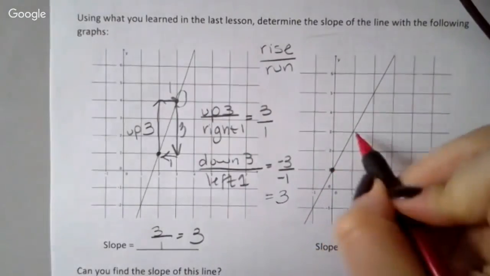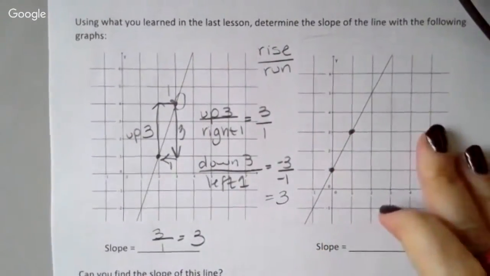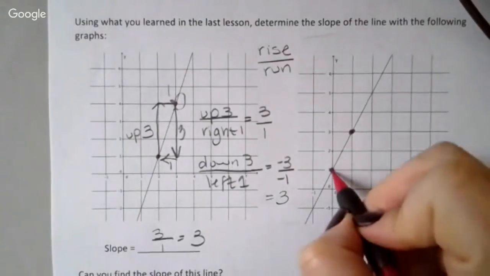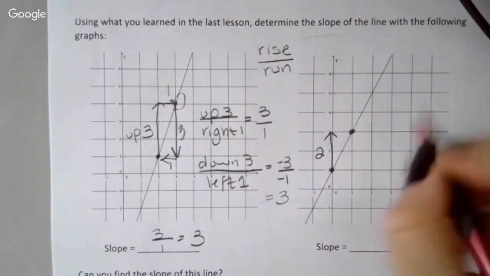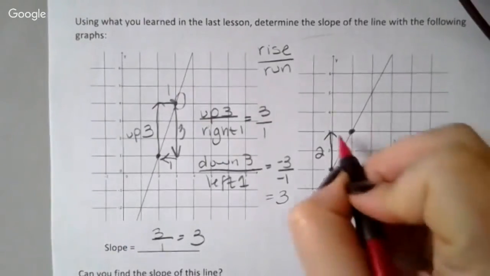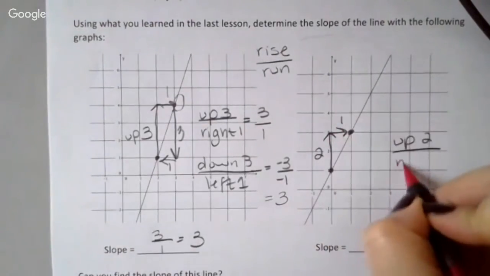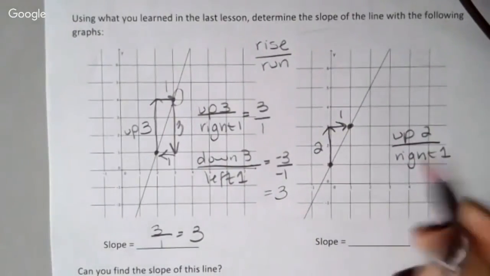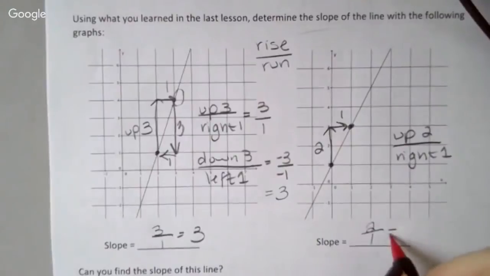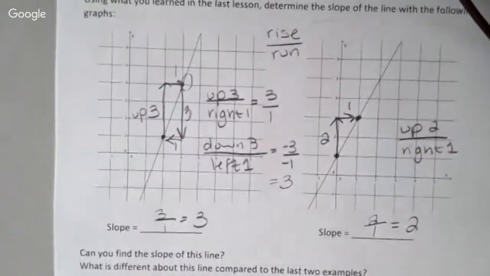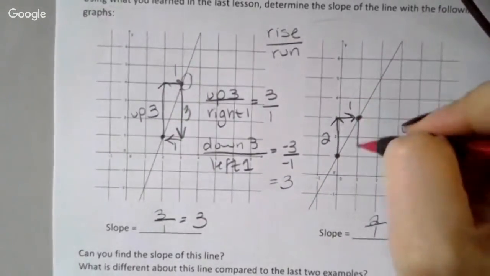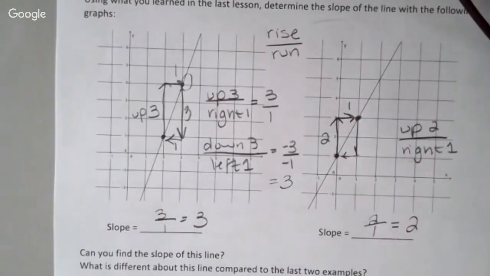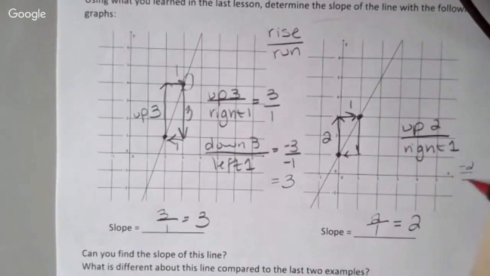You can pick any 2 points you want. Okay, so I'm picking those 2. So I'd have to go up 2 and right 1. So when I go to write that as a fraction, that's a positive 2 over a positive 1, and that's 2. Now again, remember, we could go down 2 and left. It'd be negative 2 over negative 1, but that still equals 2. Okay, so hopefully you were successful on those.